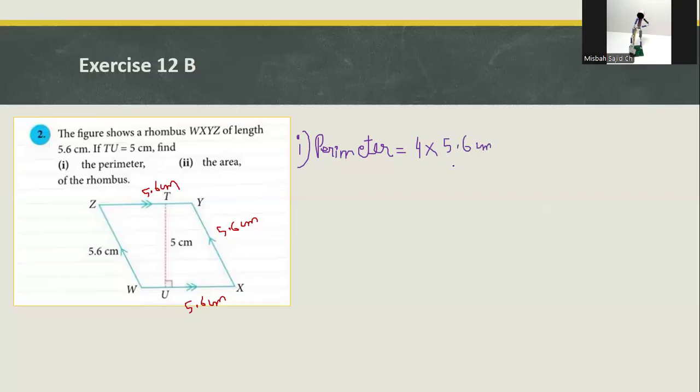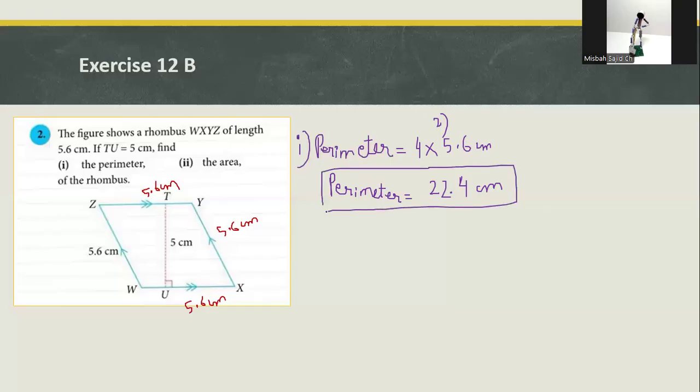4 6s are 24. My mistake. 24, 4 5s are 20, 21, 22. And there is only one digit after the decimal point, so just place the decimal over here. It is equal to 22.4 centimeter. So the perimeter is equal to 22.4 centimeter.